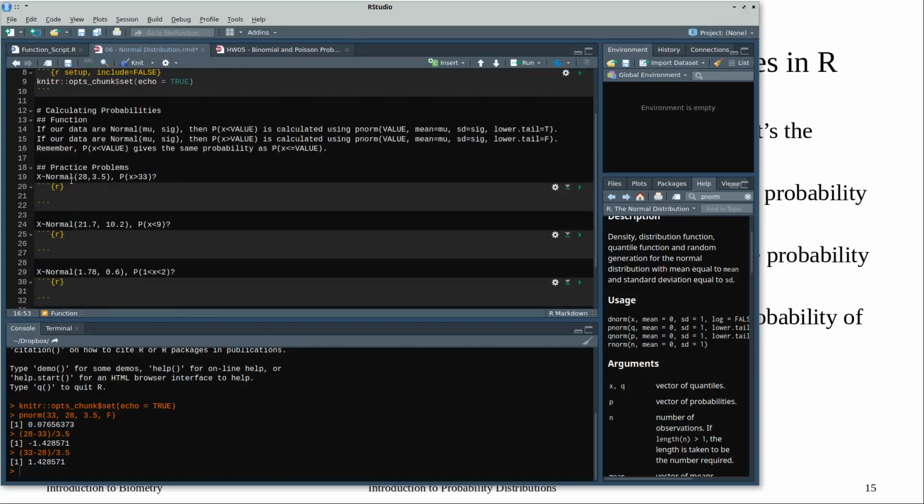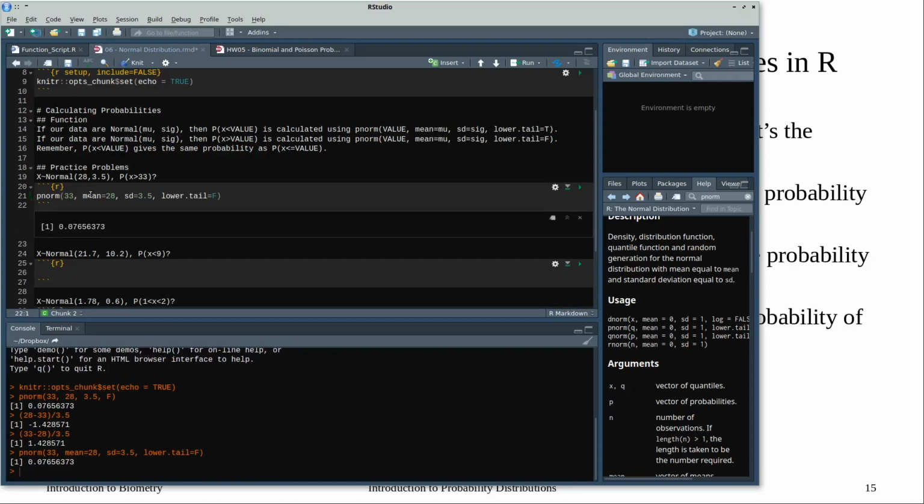The first practice problem told us the normal distribution has a mean of 28 and standard deviation of 3.5. What's the probability that an individual is greater than 33? So this is a pnorm. Our target value is 33. The mean of our population is 28. Standard deviation is 3.5, and lower.tail is false. We are going to the right because we said x is greater than 33. When I run it, I get 0.07656.